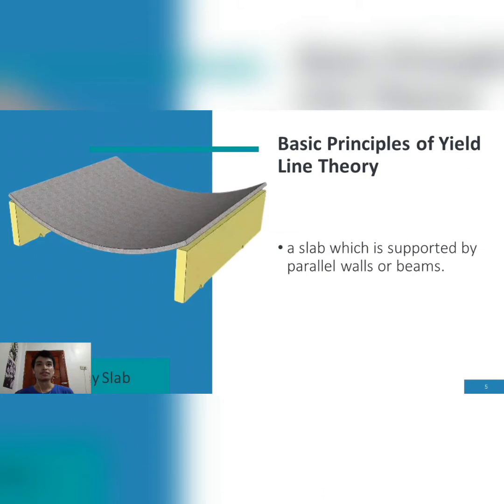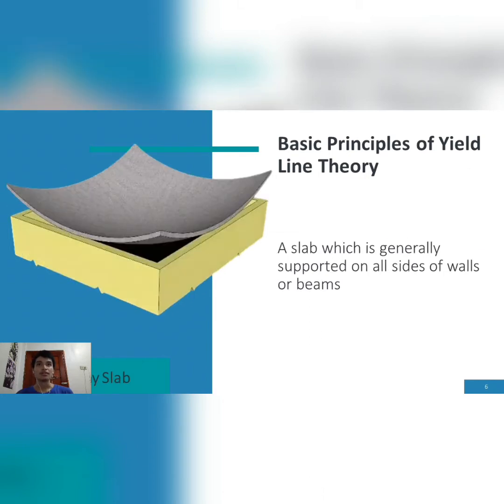So, next is two-way slab. A slab which is generally supported on all sides of walls or beams. So, dito, mapapansin nyo yung pagkakurba ng two-way slab, para siyang nagiging triangle, parang triangular prism na baliktad. Kasi, yun nga, apat na sides niya yung meron. So, ganyan siya bumaluktot pagka na-apply ng load.